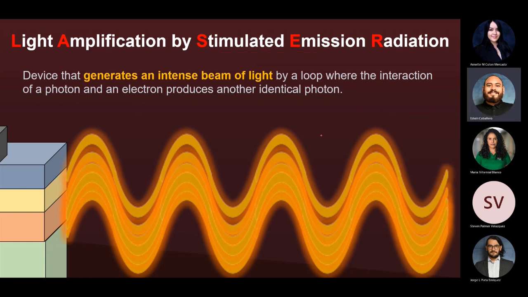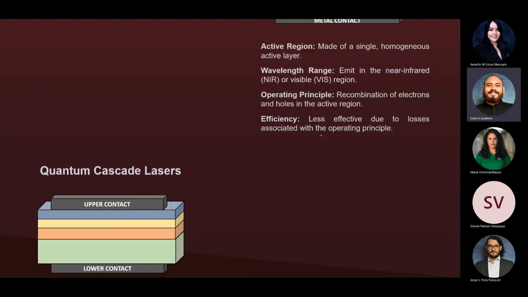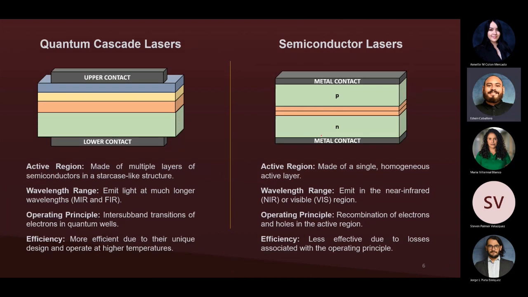Okay, so now if we compare different lasers, in this case a quantum cascade laser with a semiconductor laser, although both use semiconductors, they're very different. We have four different things that I'm going to focus on for the comparisons. Basically the active region, the part where it creates the laser, the wavelength range, which is the range you're going to have thanks to the laser for the photons, the principle that it uses, and how efficient the laser is.